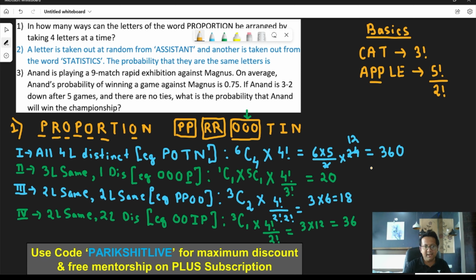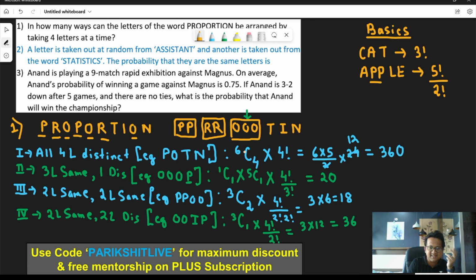Clear? Any doubt? I hope this is clear. So just look at the calculations again. I'm quickly revising it once again for your benefit. Okay. So initially, you need to select 4 letters. When you select 4 letters, it could be all the 4 letters are distinct. If all the 4 letters are distinct, you have got 6 options.